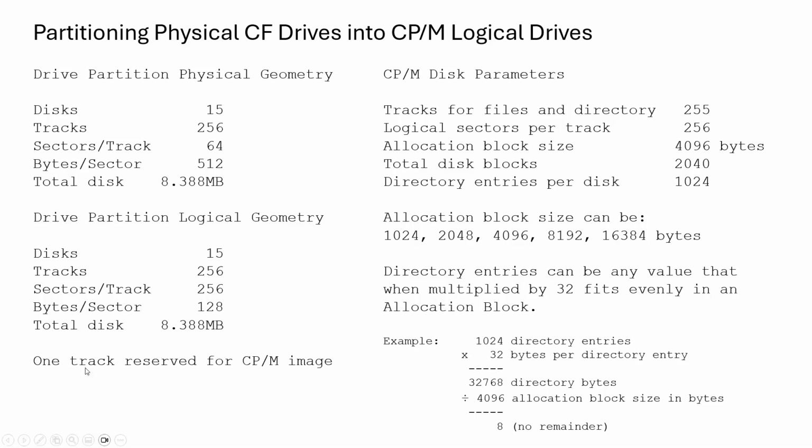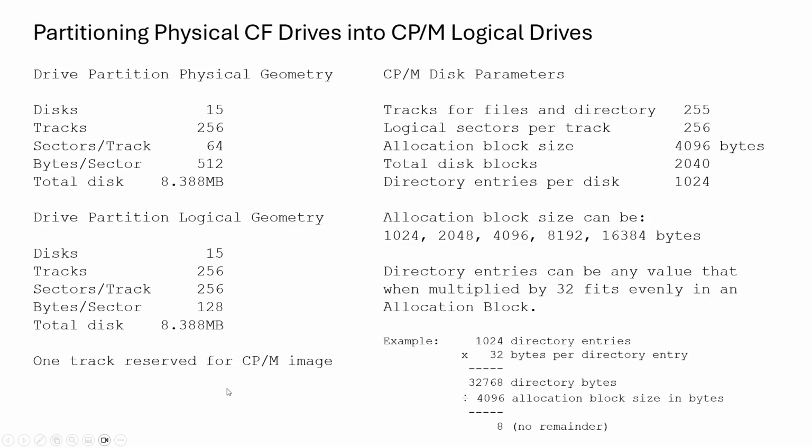And then I'm going to have one track reserved for the CP/M image. I put the bootloader in the monitor, so I don't need it on disk, and my track is so large, it more than holds the entire CP/M image. So I'm just going to reserve track 0 for the CP/M image. I'll leave sector 0 available on that track if I ever want to put a bootloader there.